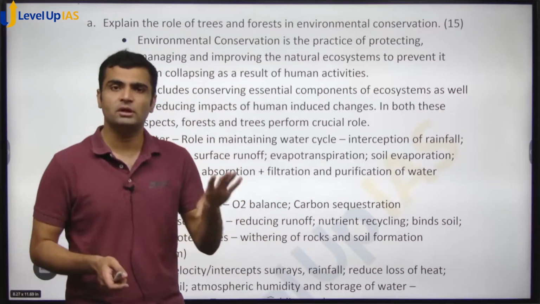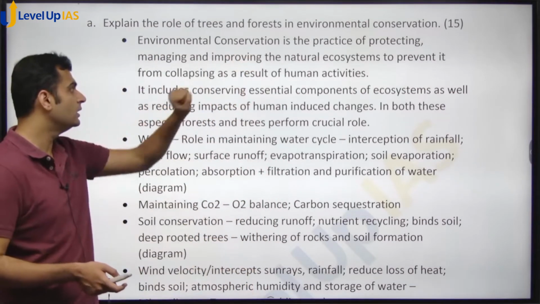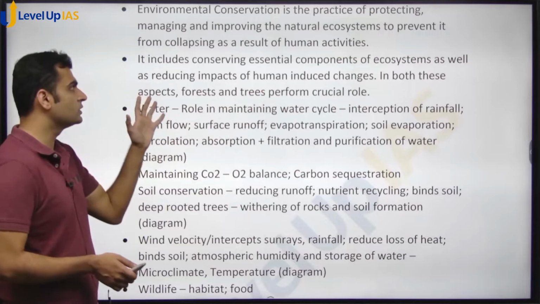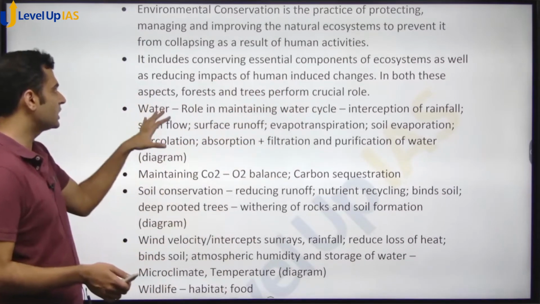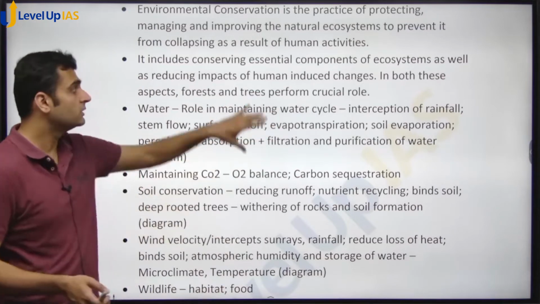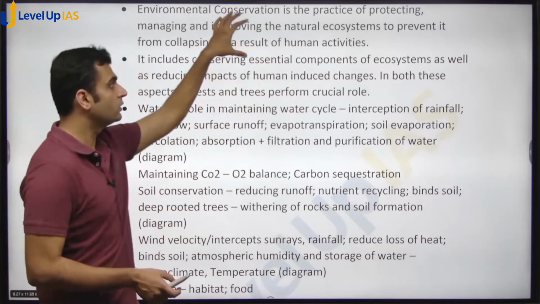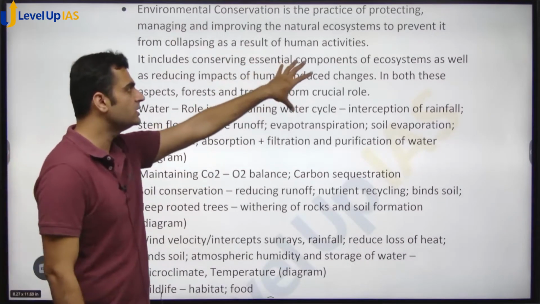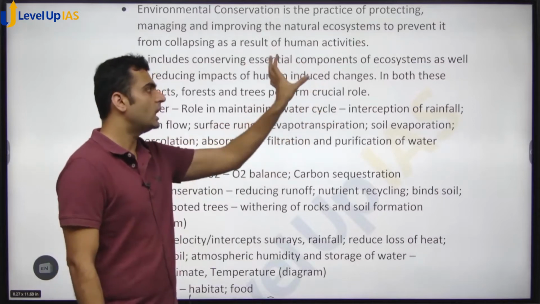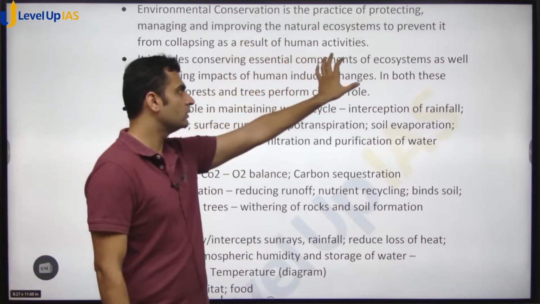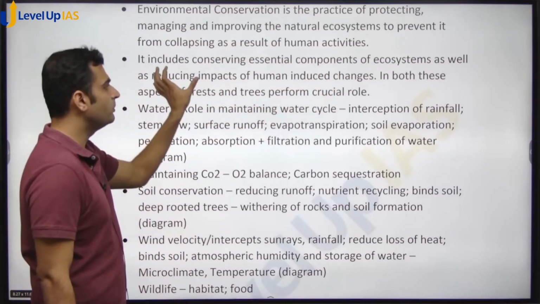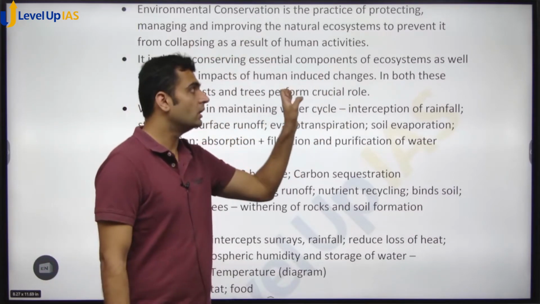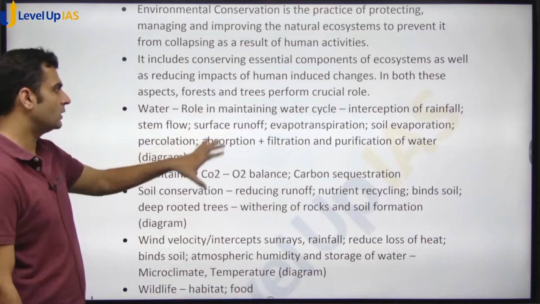PMI: protection, management, improvement. That is what we have written in the introduction. It includes conserving essential components of ecosystem as well as reducing impacts of human-induced changes. In both these aspects, forests and trees perform a crucial role. That is our connecting statement. We want to connect the introduction to the main body of the answer. So basically, we are telling the examiner that these are the two components around which I will be writing answers: how does forest reduce the impact of human-induced changes, and how does forest conserve essential components of ecosystems. These are the two aspects around which our answer will go.